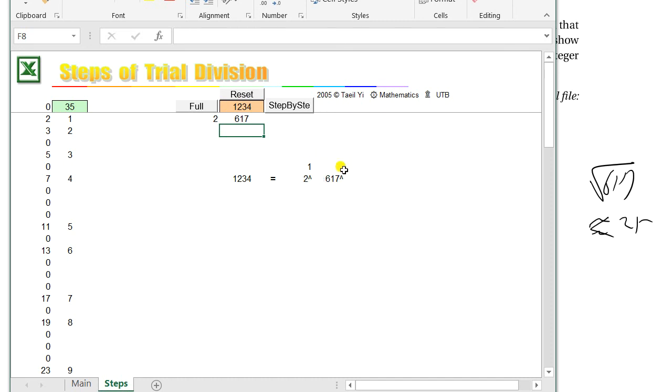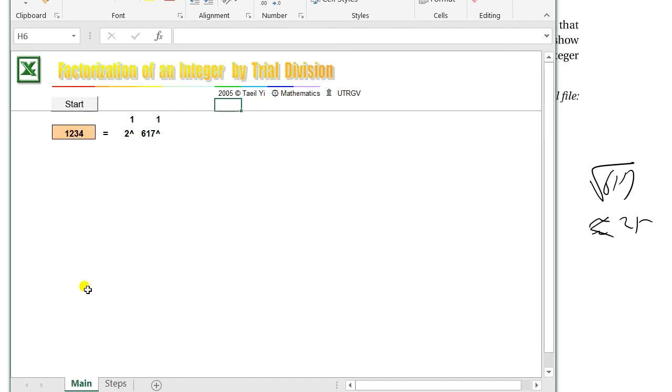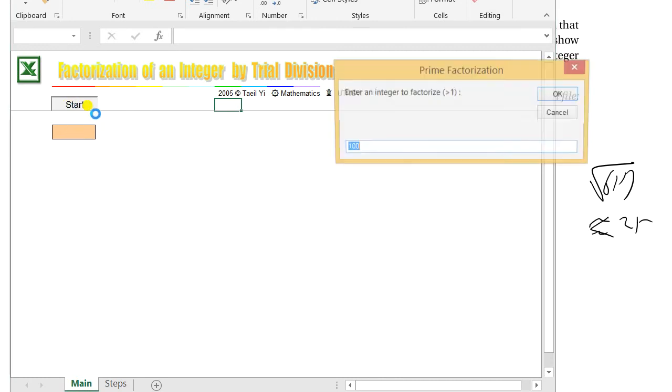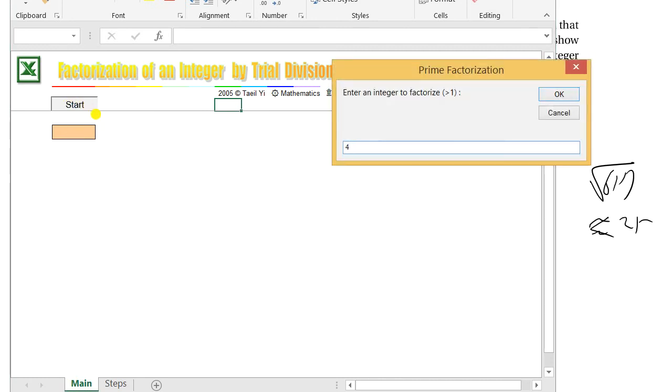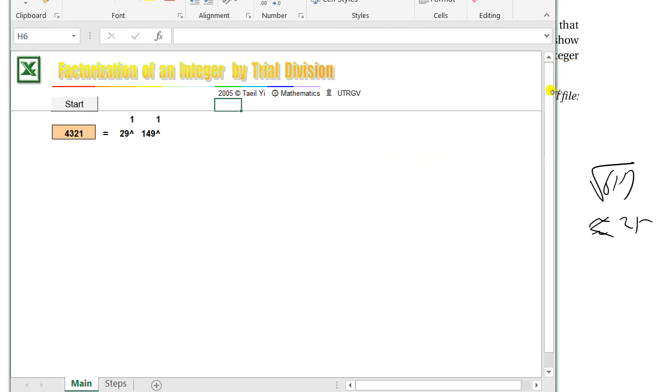This means it's the powers, okay? So let's just change that number to find another one. How about 4321? In this case, once again, 29 times 149. Okay, so it's another kind of case, right? Then we need to check. So you can check this one.